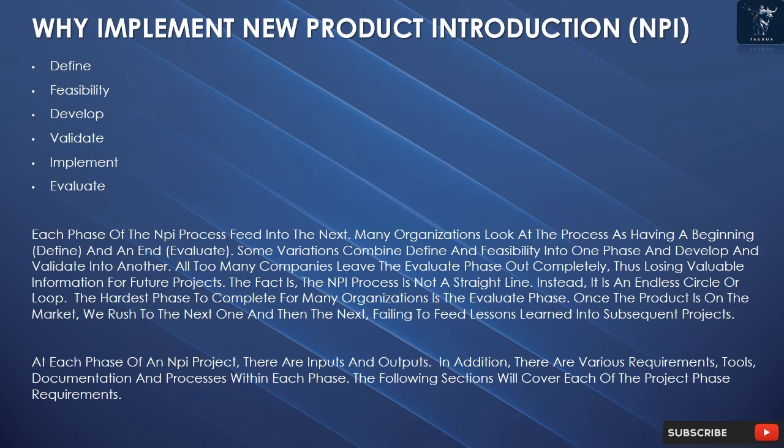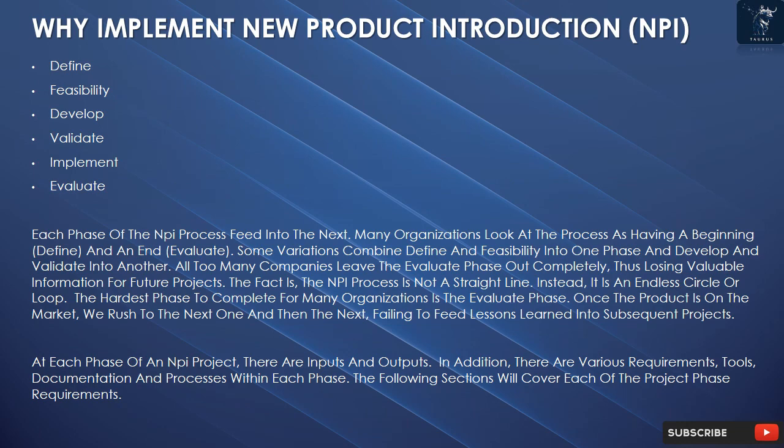Many organizations look at the process as having a beginning, define, and an end, evaluate. Some variations combine define and feasibility into one phase and develop and validate into another. All too many companies leave the evaluate phase out completely, thus losing valuable information for future projects. The fact is, the NPI process is not a straight line. Instead, it is an endless circle or loop.